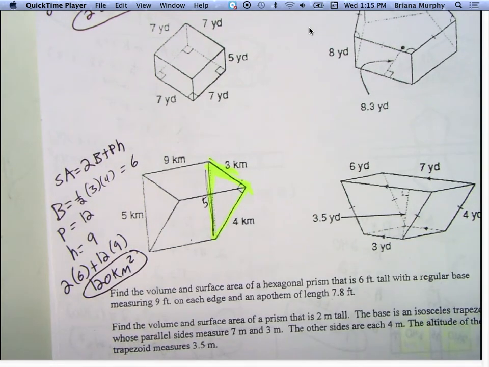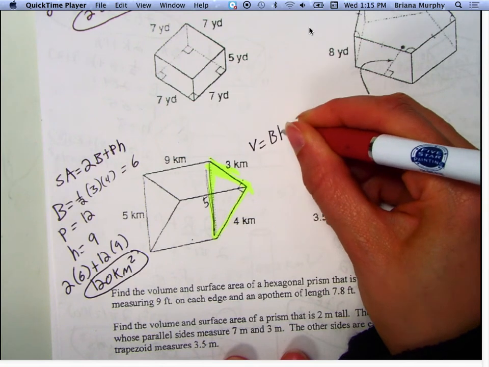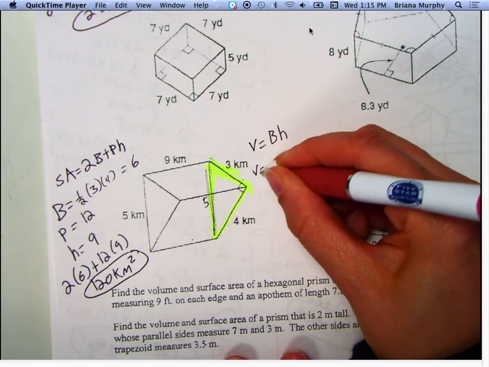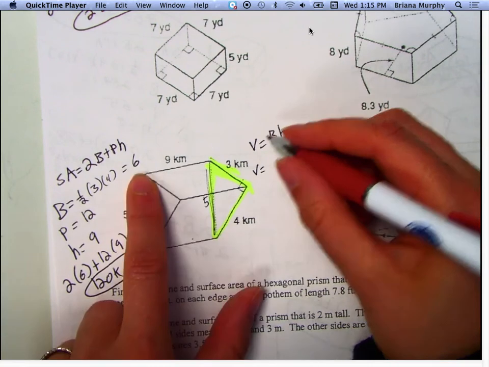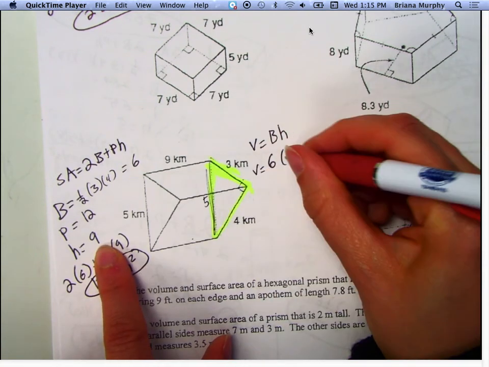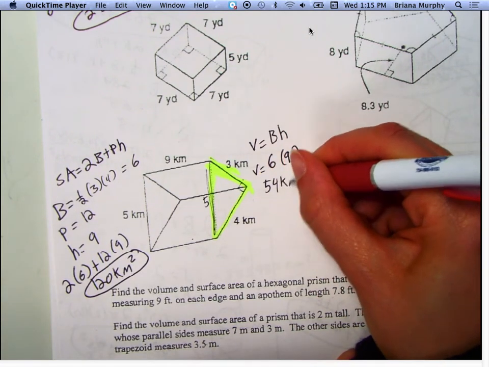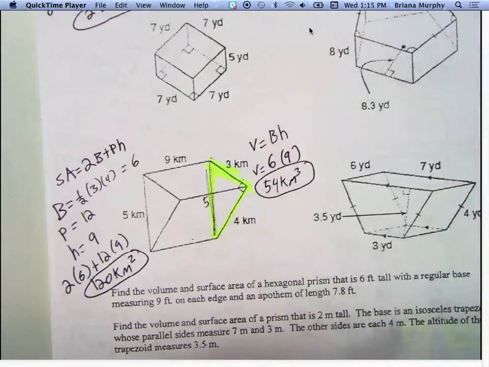Okay. Now we are going to find the volume. Volume equals the area of the base times the height. So volume equals area of the base is 6 times the height, or the distance between the two bases, is 9. So 54 kilometers cubed is the volume.